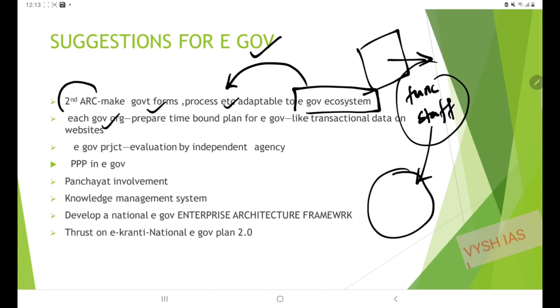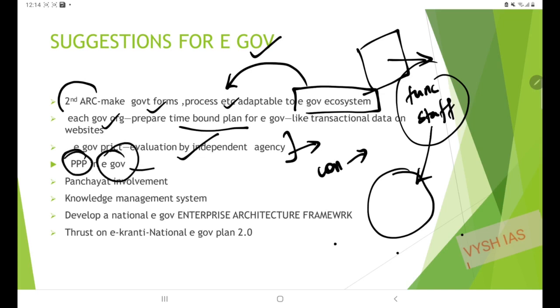Then next, each government organization has to prepare a time bound plan. Every organization has to prepare a specific plan, so that they can stick to it. Then next, it should be evaluated by an independent agency, not by government, but an independent agency should constantly check it and suggest adequate corrective measures. Then we can rope in the participation of private sector in e-governance initiatives. Since it requires a lot of R&D and investment, we need to rope in the participation of private sector.